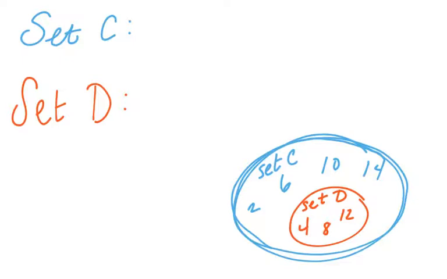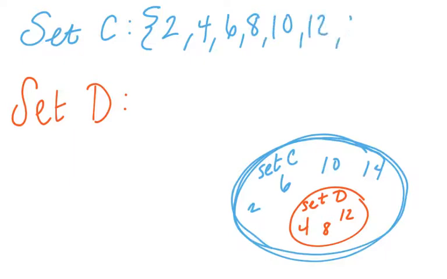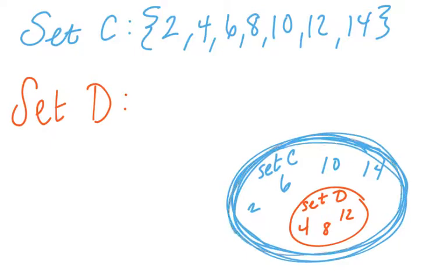So if I were to write out in roster form everything in set C, that's going to be 2, 4, 6, 8, 10, 12, and 14. I could use words to describe that and say these are the natural numbers that are even between 2 and 14. I could also write that in set builder notation. But what this means is that everything contained inside that blue circle is in set C.